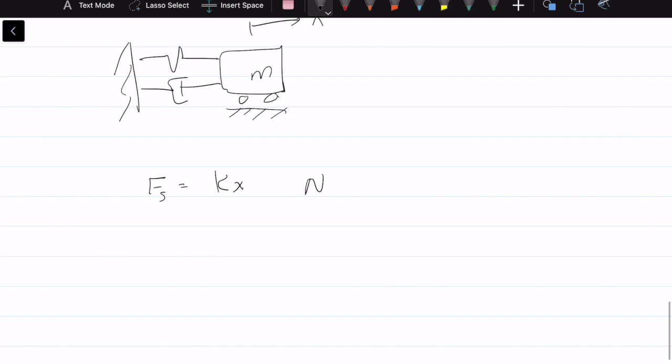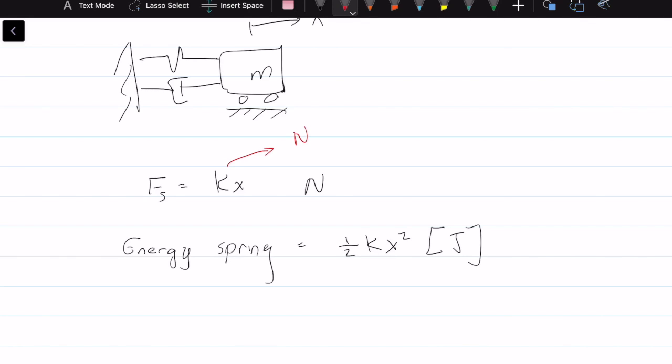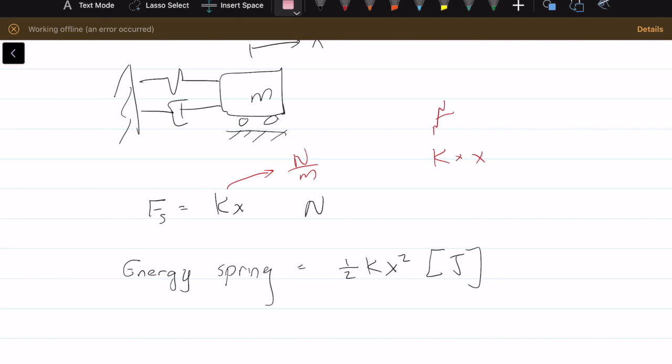Okay, then if we want to discuss the energy of the spring, the energy of the spring is equal to half k times x squared, and obviously that is in joules. Okay, the units of k, let's just get that as well. Units of k is in newtons per meter, because k times x is a distance. K is in newtons per meter times a meter gives us our newton that we're looking for, so that makes sense.